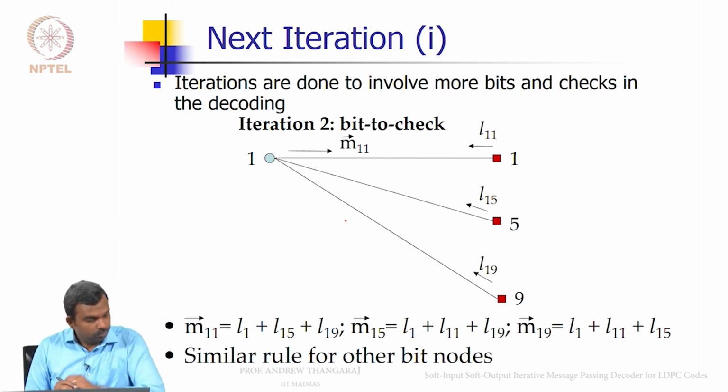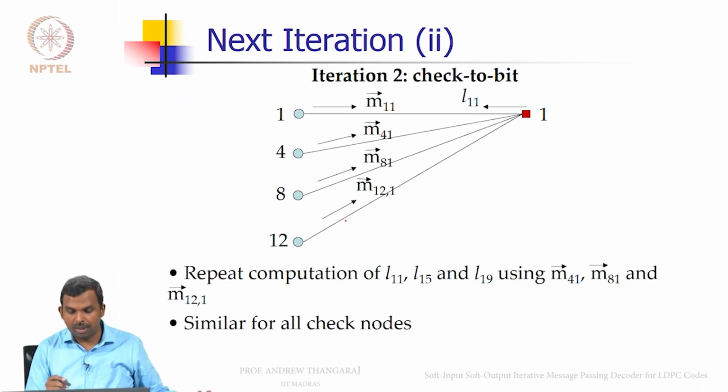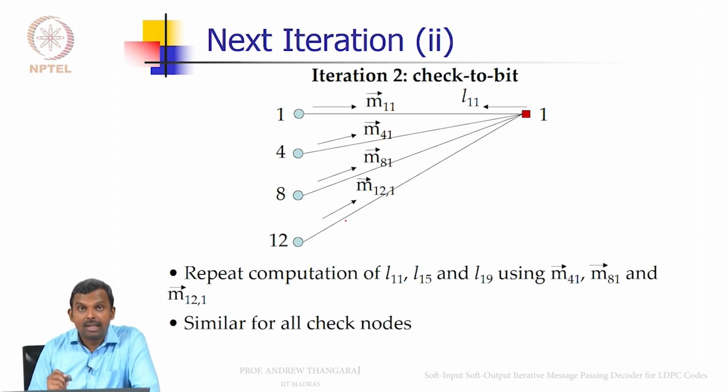So, let me show how that happens very slowly. You have the check node 1 which is connected to bit node 1, bit node 4, bit node 8 and bit node 12. The message or LLR that comes from bit node 1 I will denote as M11, bit node 4 is M41, bit node 8 is M81 and bit node 12 is M121. These are the 4 LLRs that are coming in.